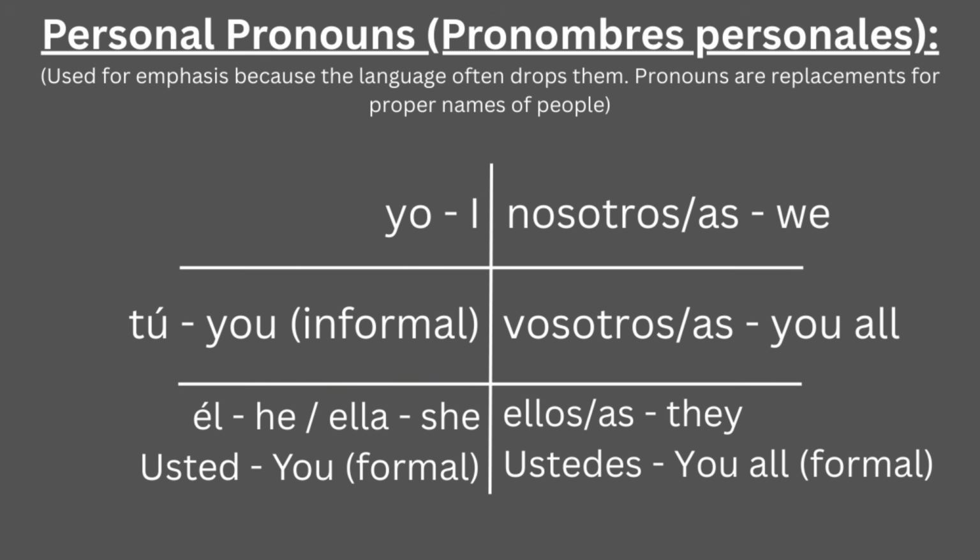Then, Spanish has personal subject pronouns that are mainly used for emphasis, because the language often drops them due to verb conjugations. Such pronouns are replacements for proper names of people. Yo is I. Tú is you, informal. Él is he. Ella is she. Usted is you, formal.